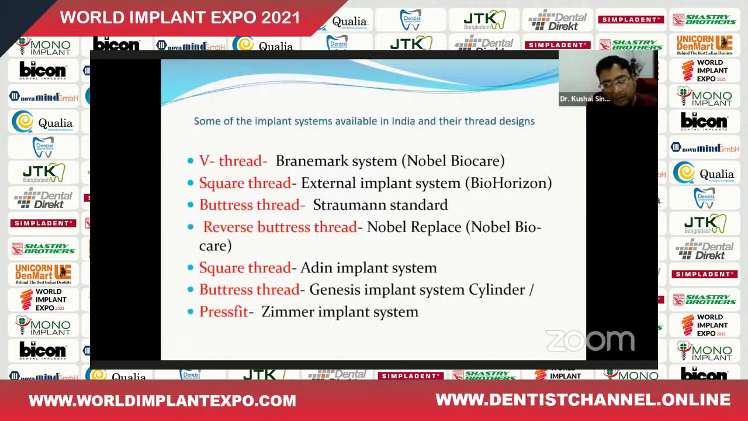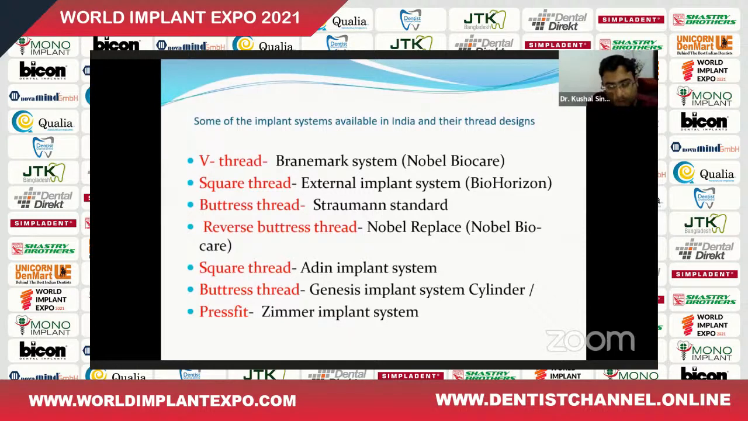Now the next slide. Now we'll talk about some implant systems available in India and their thread design. The V-shaped thread is very common. Nobel Biocare prefers the V-shaped thread. Now the square thread is very common in the BioHorizons implant. It's the external implant system.